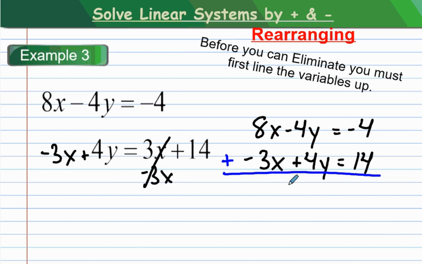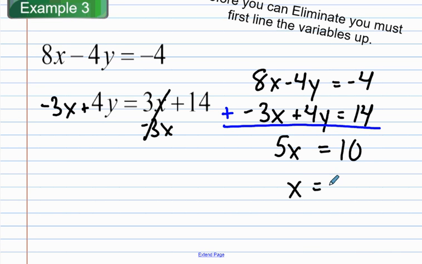8x plus negative 3x, that's 5x. Negative 4y plus 4y is 0. Negative 4 plus positive 14 is 10. Divide by 5, and I get x equals 2. So I know that these two lines are going to cross at 2 comma something. I then put 2 into either of the original. I could do the top equation, I could do the original bottom equation, or I could even do the new bottom equation, doesn't matter. Let's do the original bottom equation, which was 4y equals 3x plus 14.